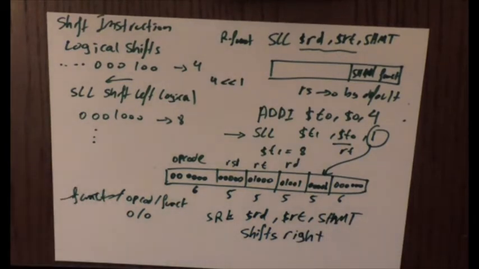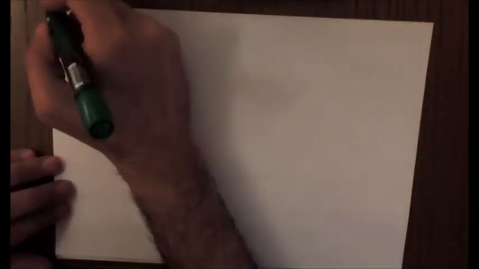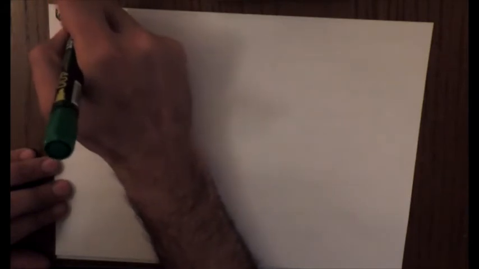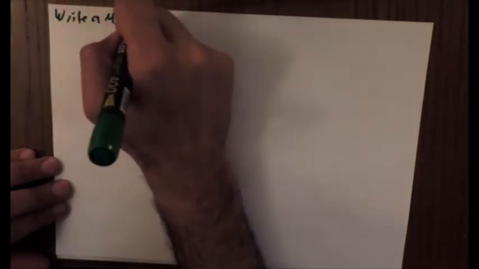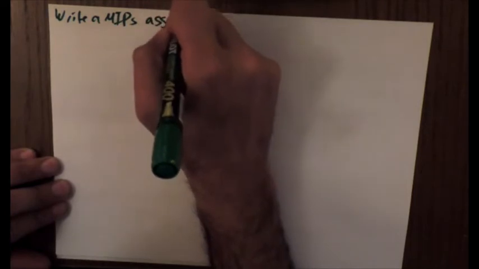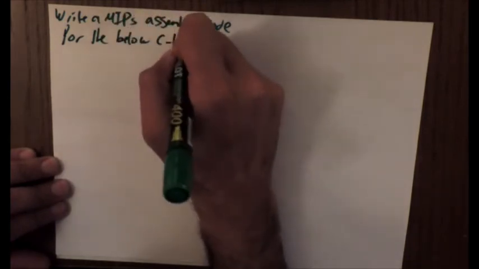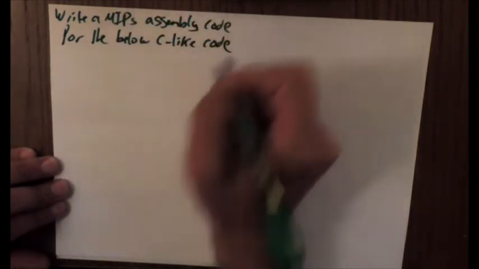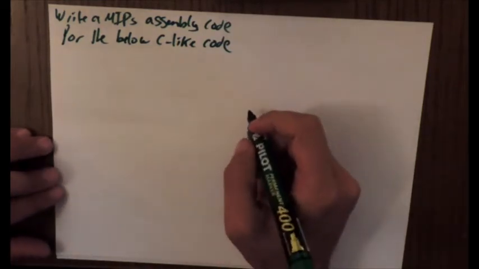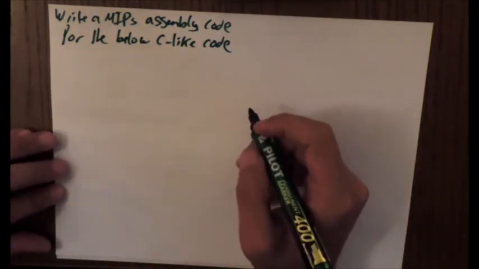So if I want to give an example that kind of groups most of the ideas together, I'm gonna go ahead and write this code. So write a MIPS assembly code for the below C-like code. So let's say I want to fill an array with 1, 2, 3, 4, 5, 6, 7, 8 for us.